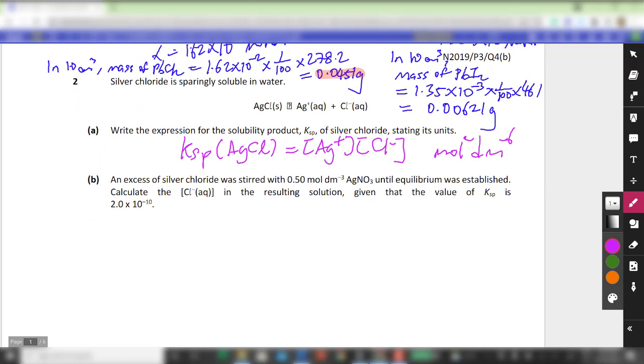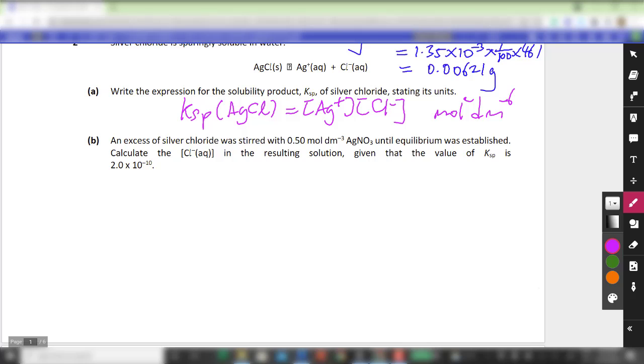Okay, and then for B, you were told that an excess of silver chloride was stirred with 0.5 mol per dm cube of silver nitrate until equilibrium was established. Calculate the chloride concentration in the resulting solution, given that the Ksp is 2.0 times 10 to the power minus 10. Okay, so we work out the same way. We write out an equilibrium expression. Silver chloride equilibrates to give us silver plus aqueous and chloride.